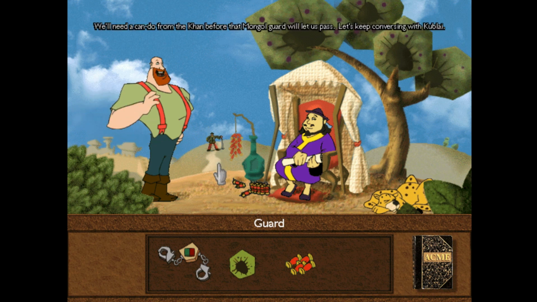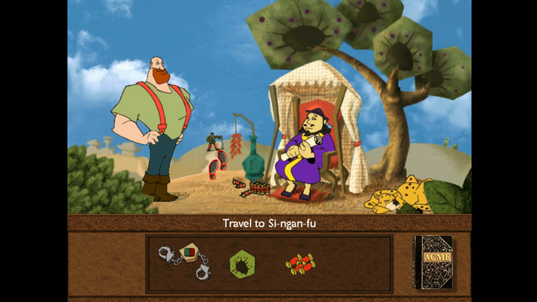We'll need a can-do from the Khan before that Mongol guard will let us pass. Let's keep conversing with Kublai. Yeah, you need to talk to Kublai before you can travel to the next location. Let me show you what happens if you try to do it.